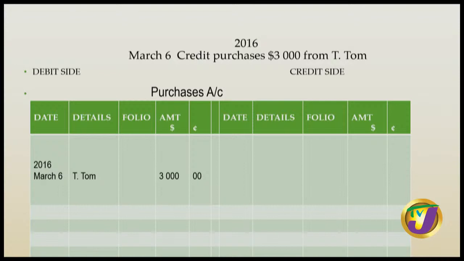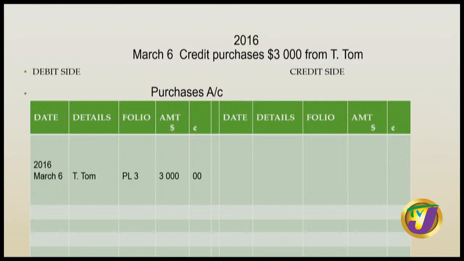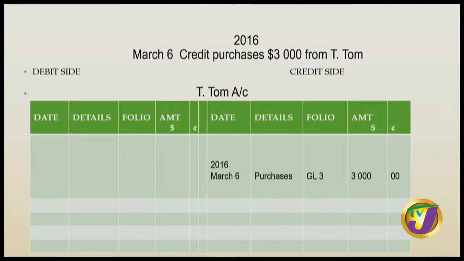Creditors, trade creditors accounts are found in the purchases ledger. So in the folio, what will I have there? Not GL. We're going to have what? PL for purchases ledger, telling us that T. Tom's account is found in the purchases ledger. And if you notice, I have a numeral 3 there. Says the purchases ledger, page 3. Remember now, I made up the page number. All right? Good. In the exams, they can give you the page number, or you may be asked to make up your own. So we're moving along.